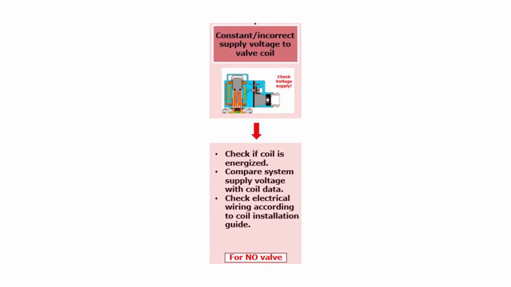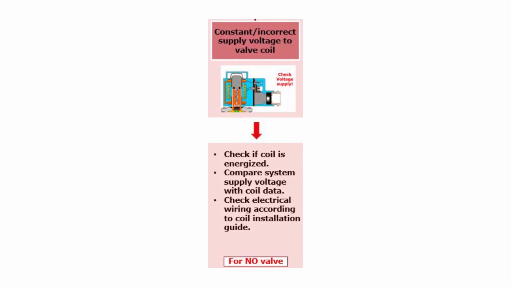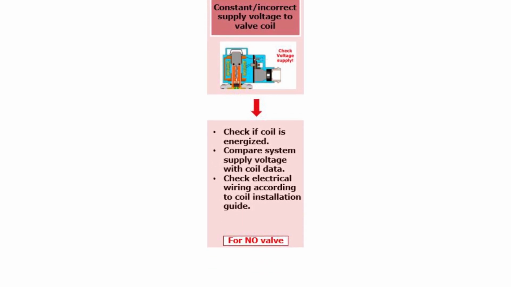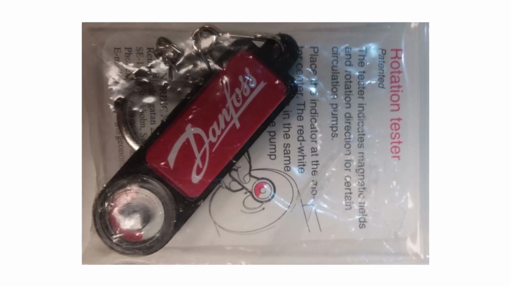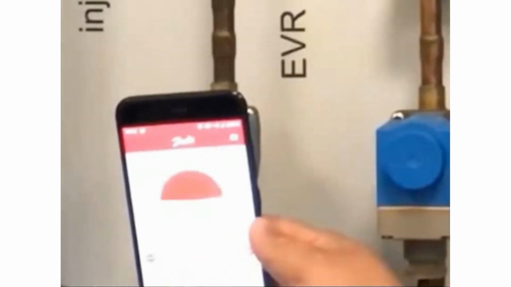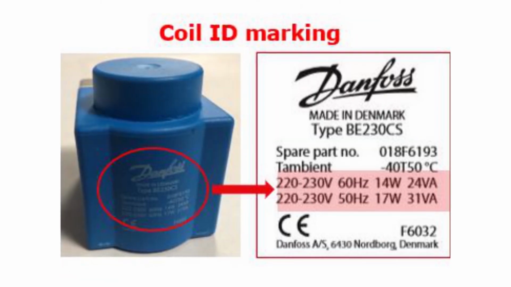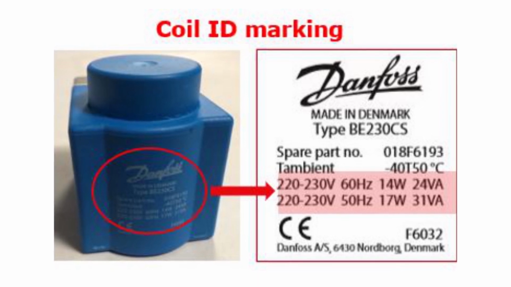If there seems to be constant supply voltage to the coil, or maybe incorrect supply voltage causing the valve not to close, then the first step is to check if the coil is energized by any supply voltage. This can be done by using the Danfoss magnetic field detecting keyring, as seen here, or the Danfoss magnetic tool-app, as seen here. The next step is then to compare the system supply voltage with the coil data.